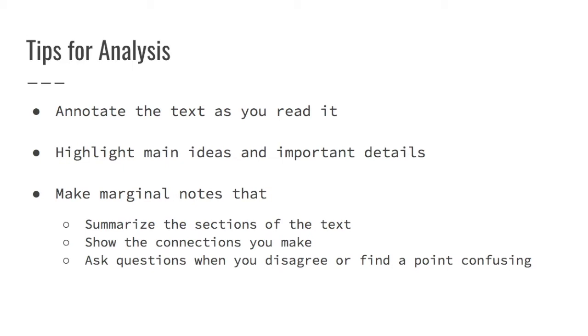So the things you want to do as you're annotating are highlight main ideas and important details. Make those marginal notes. That means the notes on the side next to the text. Some things you might make note of in the margins are summaries of the sections of the text. So let's say you read the introduction. It's going to tell you what the main idea of the article is and maybe some context for it. So just jot some notes about that down on the side.